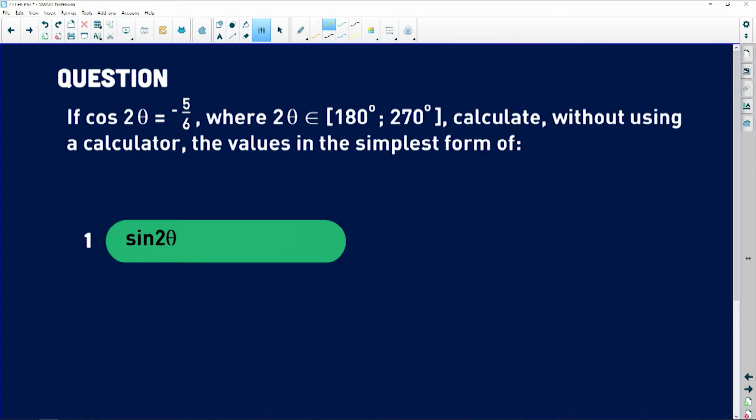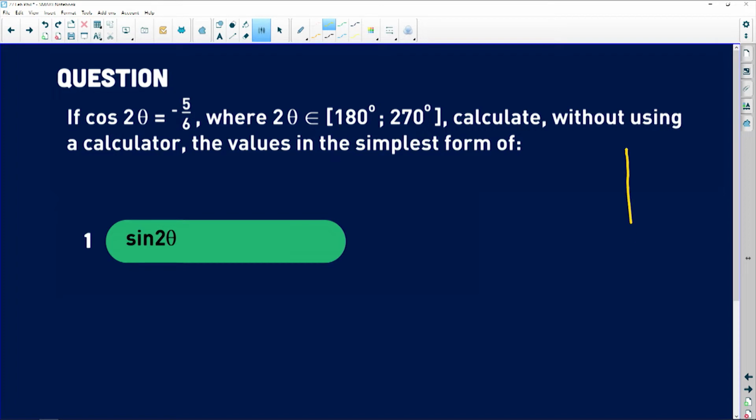We're going into our next question of the day, guys. It's another Cartesian plane question, very important for your trig. So let's take a look. It says, if cos of 2 theta is equal to negative 5 over 6, where 2 theta is an element of 180 degrees and 270 degrees.